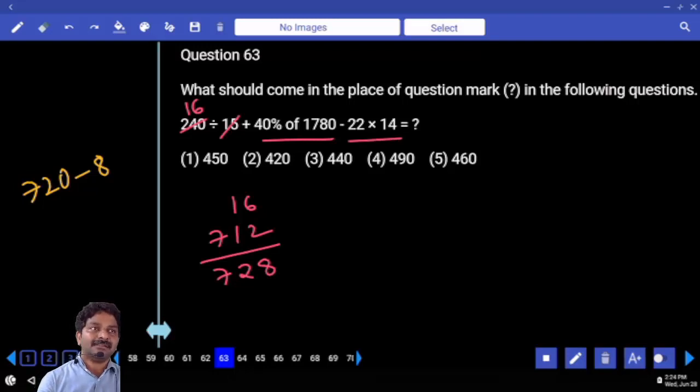22 times of 14. Can we go with 20 times plus 2 times? 14 20 times. 280. 2 times 28. 280, 28. Add or subtract? Subtract. Last 2 digits. 20. Over, right?